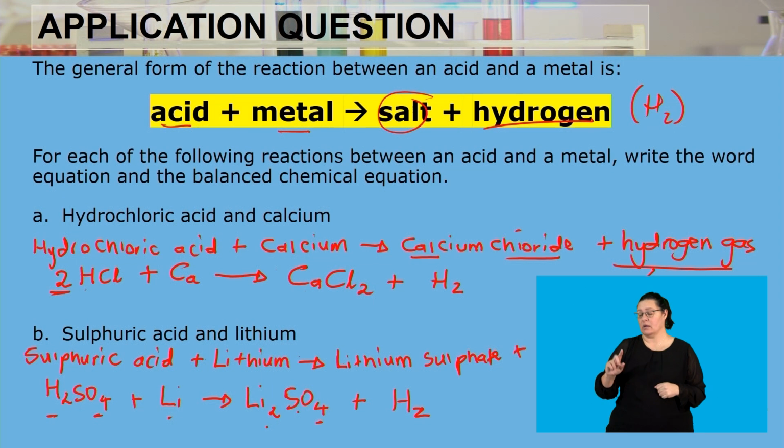So that is an easy fix. If you just put a 2 in front of the lithium, we now have 2 lithium atoms on the left-hand side and 2 lithium atoms on the right-hand side. And with that, the equation is balanced.